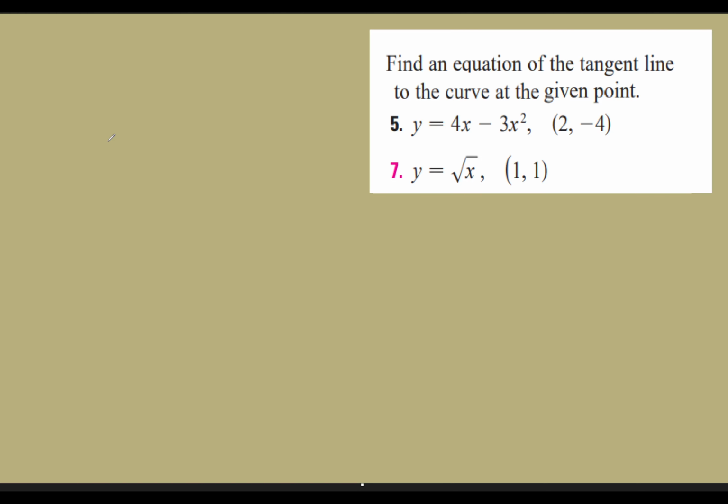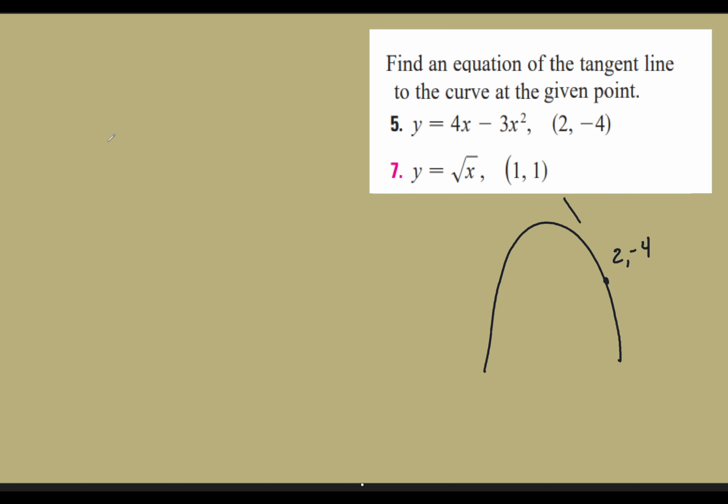Now we're starting to get into the meat and potatoes of calculus. This is very important for us. Find an equation of the tangent line to the curve. So they give us the curve, and we know it's a parabola. It's a downward-facing parabola, so it looks something like this. And at (2, -4) is somewhere over here.